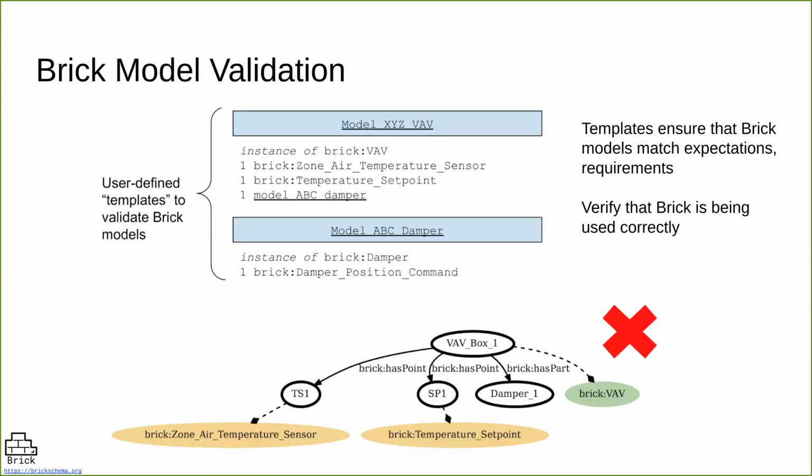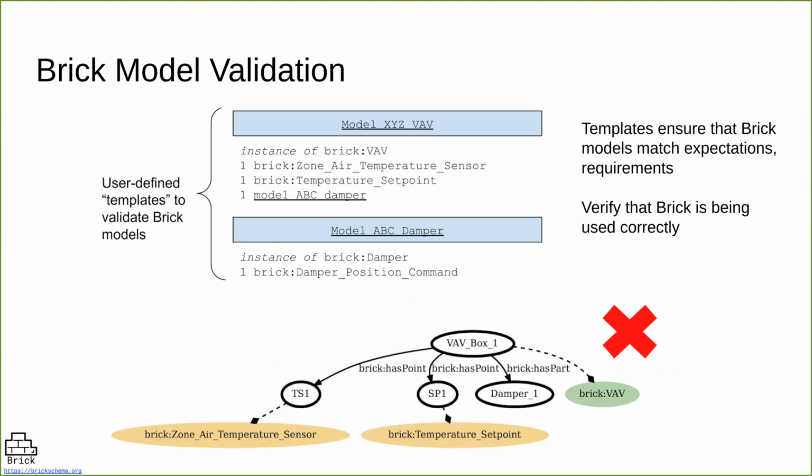So what Brick model validation does is essentially allow the definition of templates to validate Brick models against the expectations or requirements. This might be based on a particular model. This might be based on the requirements of a particular site or deployment. But essentially, you can verify now that Brick is being used correctly, and not just correctly, but to the specifications that have been laid out by a customer or a piece of software or so on.